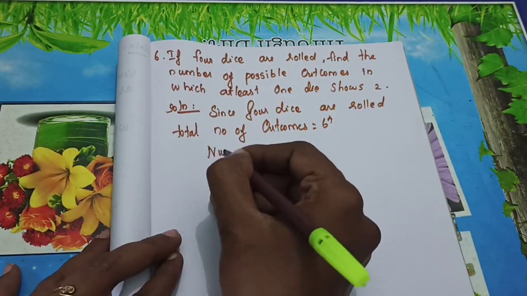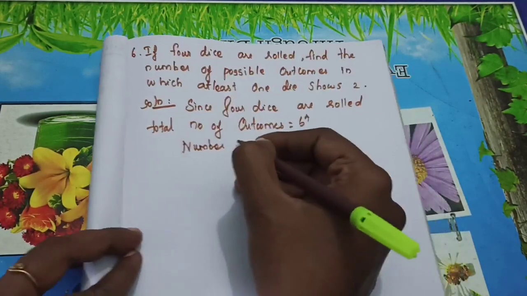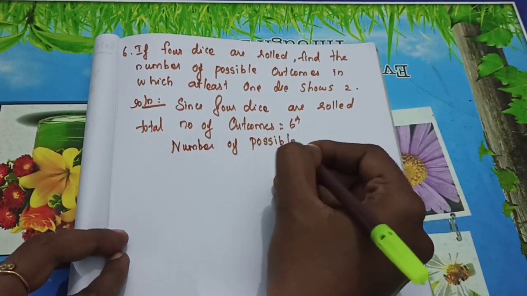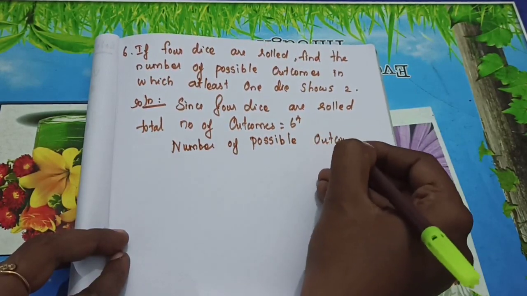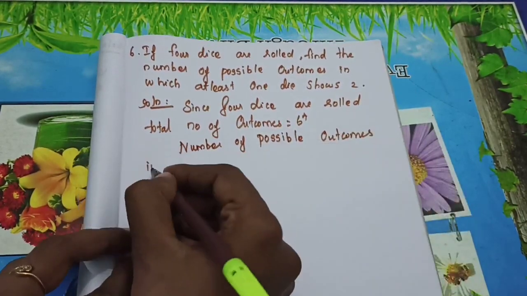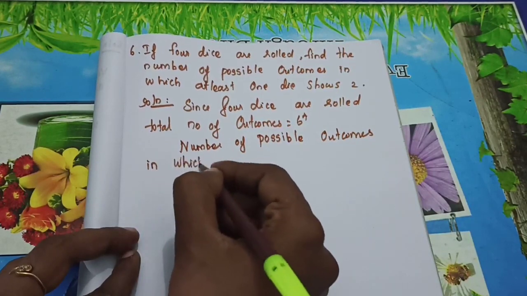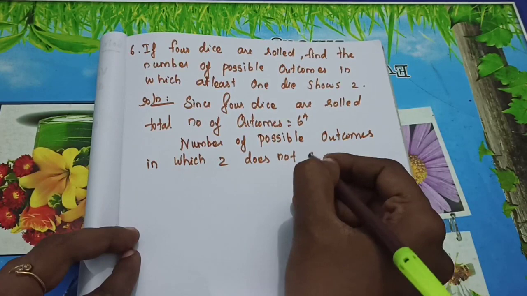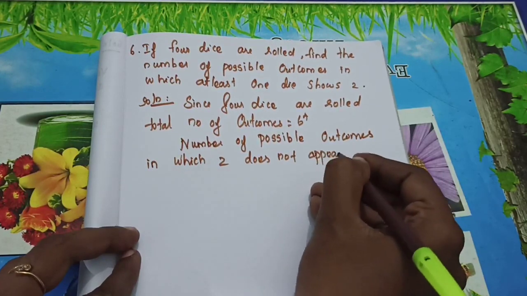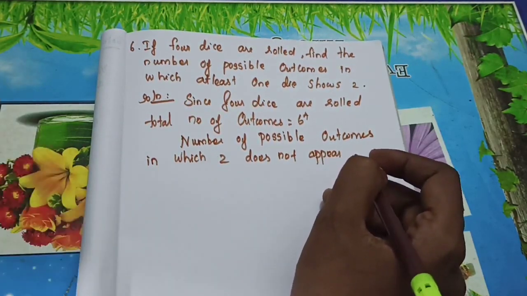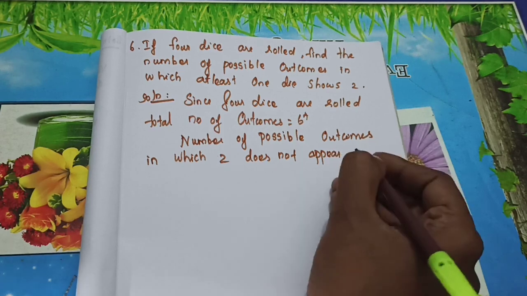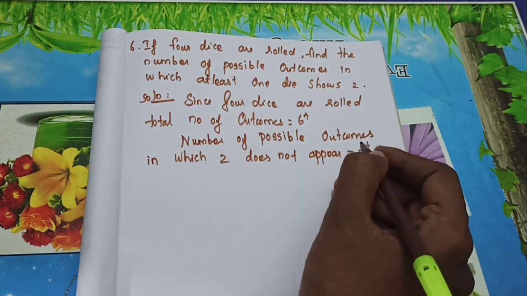That is the number of possible outcomes in which 2 does not appear. 2 does not appear means on each and every die, 2 alone does not appear. So the remaining is 5 power 4.